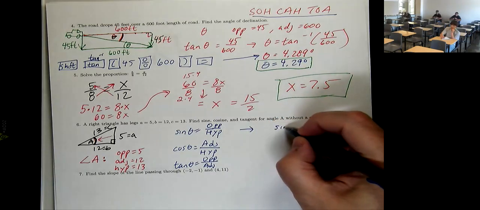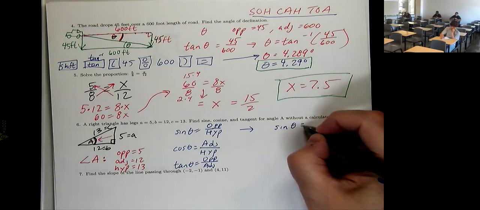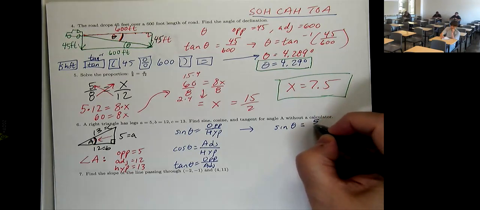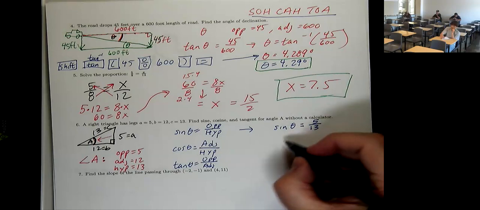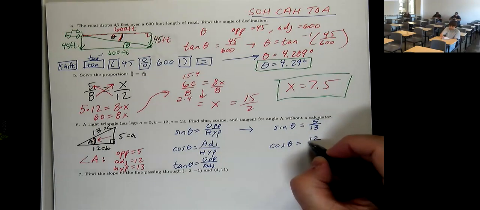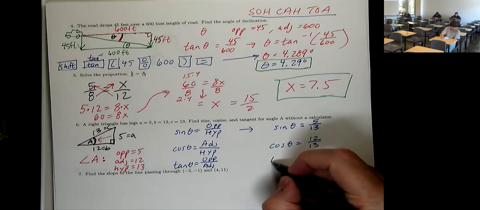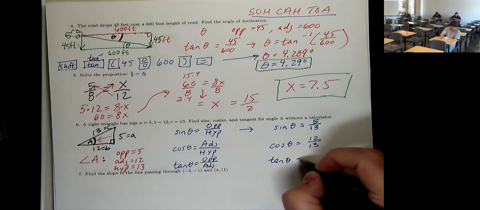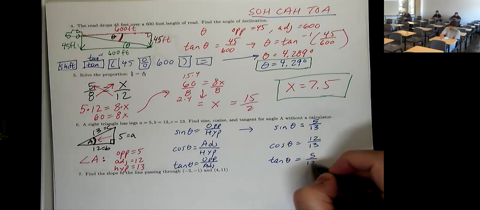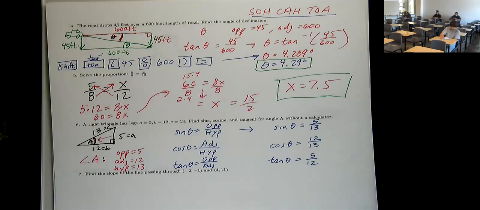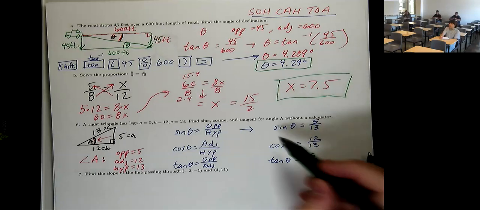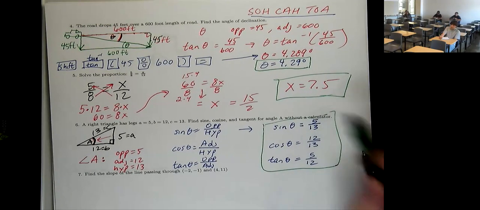So sine theta equals opposite, which is 5, over hypotenuse, which is 13. Cosine theta is adjacent, which is 12, over hypotenuse, which is 13. And finally, tangent theta is opposite, which is 5, over adjacent, which is 12. That's all you need. That's what we're looking for.